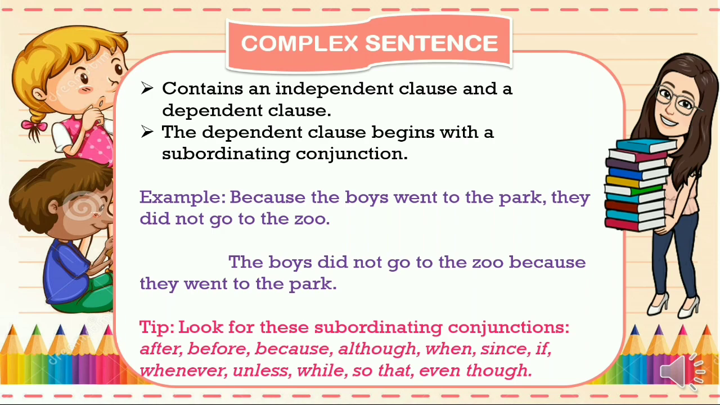To know whether the sentence is simple, compound, or complex, look for these subordinating conjunctions: after, before, because, although, when, since, if, whenever, unless, while, so that, even though.